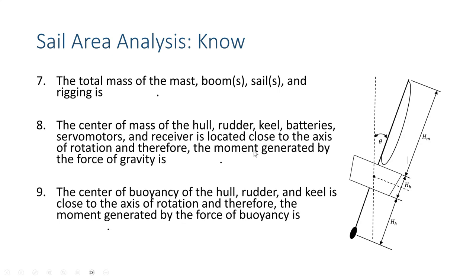Okay, the center of mass of the hull, the rudder, the keel, the batteries, servo motors, they're located so close to the axis of rotation because we're going to have them down in here, right? Our batteries and our servo motors and stuff. If we think back to the moment arm, it's going to be so small. So when we multiply a small mass by a really small moment arm, that's going to be a really small moment trying to rotate this boat. And so we're probably going to be able to neglect that as well.